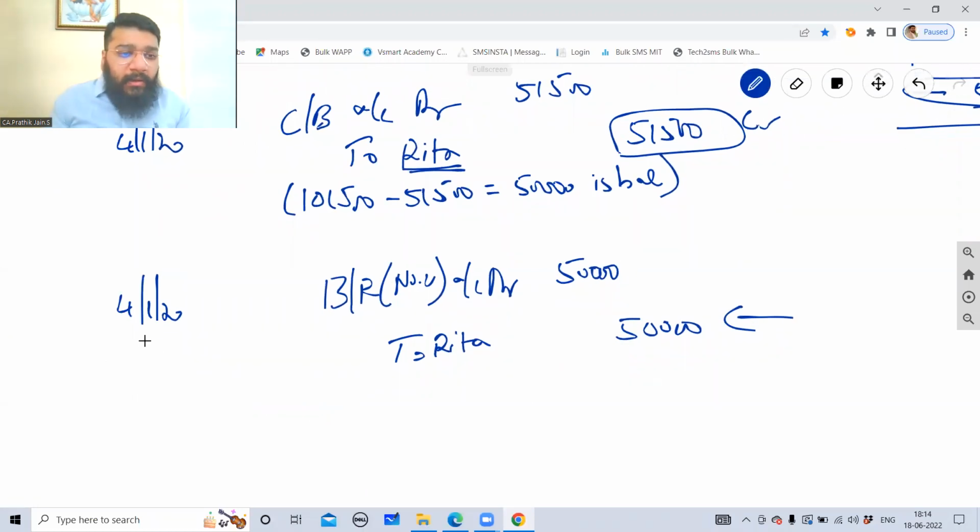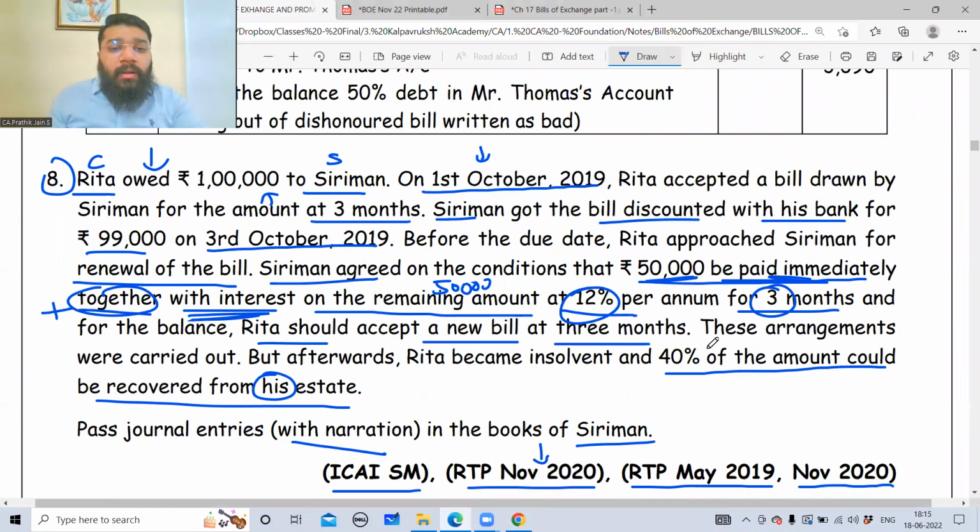Now guys, here on the maturity date, something is happening. What is happening? Rita has become insolvent and 40% of the amount is recovered. So what is balance 60%? Bad debts. So 40% of the amount could be recovered from his estate. What is the meaning of this?